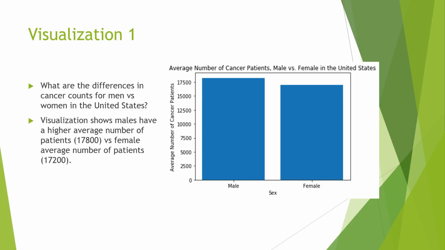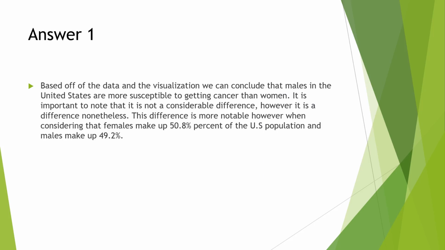So using Python, we can actually generate visualizations that can help us draw a better conclusion based off of the data, which is all packed together in the list of reports that we're given. For the first visualization, we are asking what are the differences in cancer counts for men versus women in the United States. Based on the visualization to the right, we can see that males have a higher average number of patients, about 17,800, versus the average number of female patients, about 17,200. So based off of the data and the visualization, we can conclude that males in the United States are more susceptible to getting cancer than women.